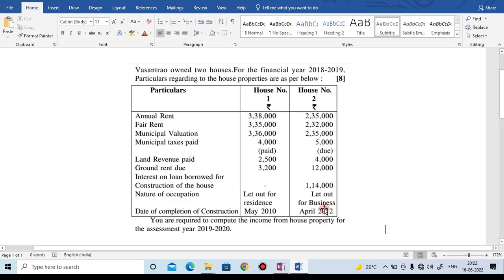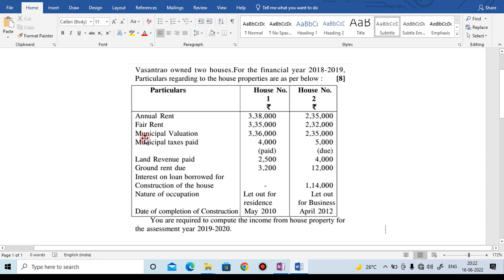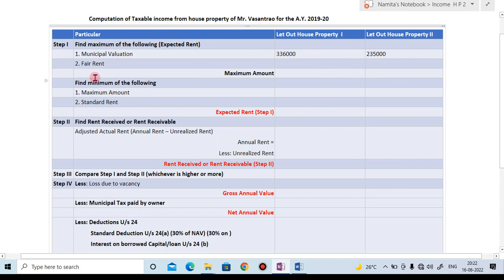Now for house number 1, municipal valuation is 3,36,000 and for house number 2 it is 2,35,000. Okay, check the amount. Municipal valuation 3,36,000 for house number 1 and 2,35,000 for house number 2. Next is what? Fair rent.